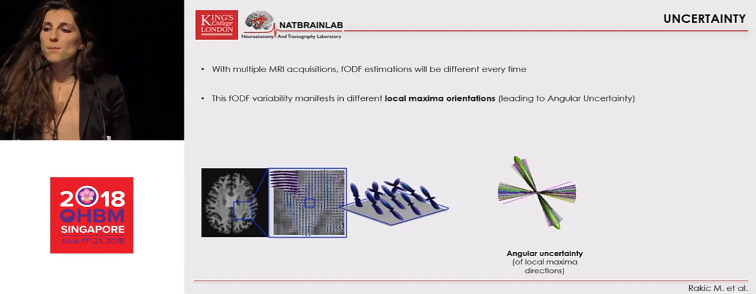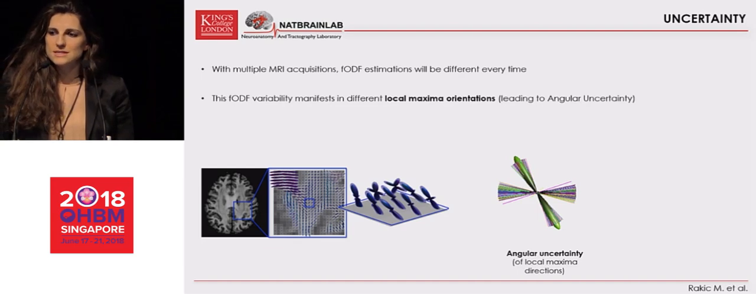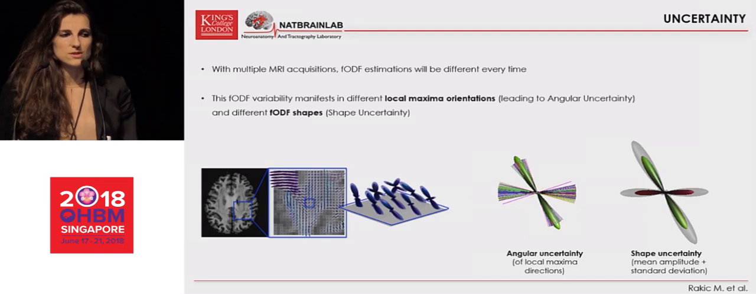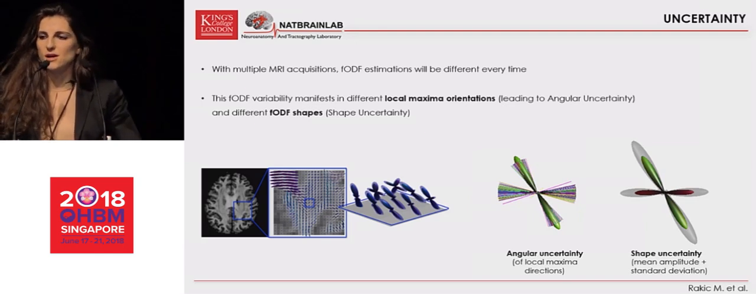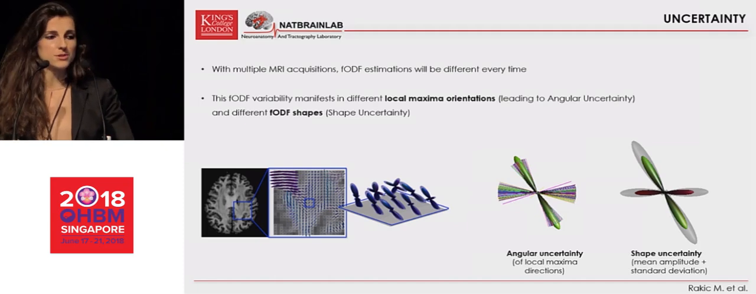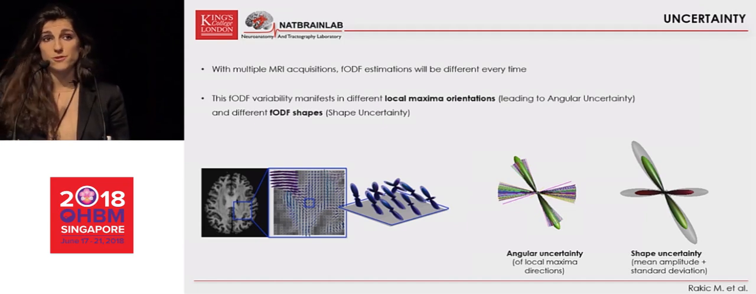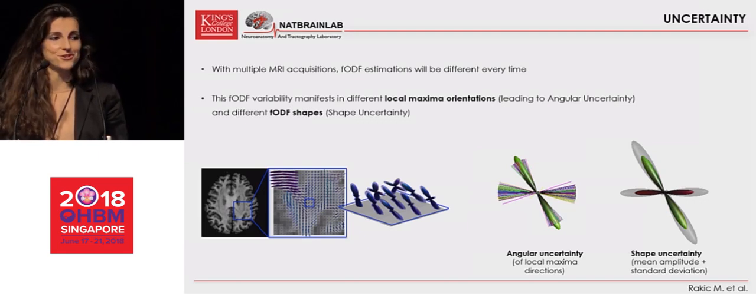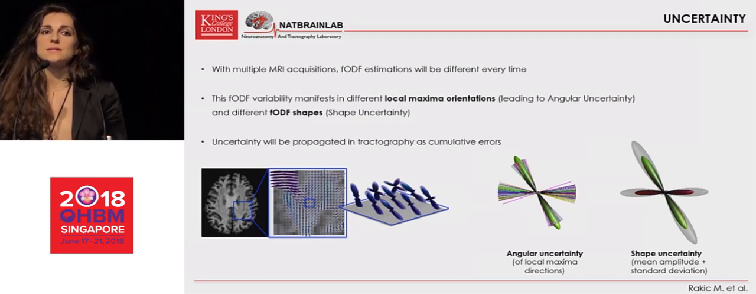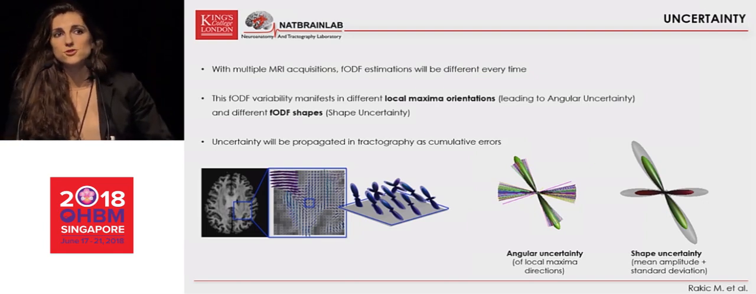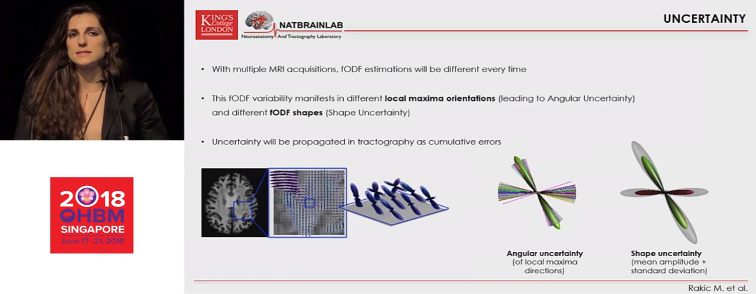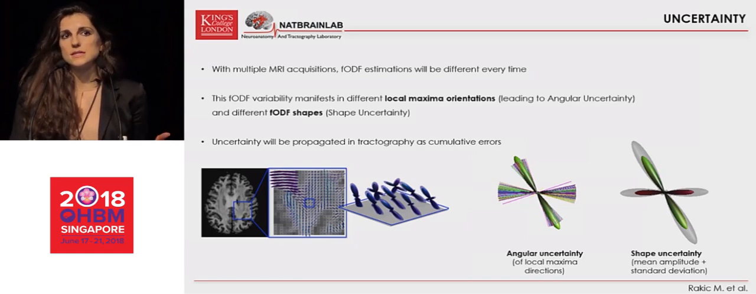on so far. But the fact is that this also leads to variation of the entire shape of the ODF, which results in shape uncertainty represented by the mean amplitude per vertex of the ODF and its standard deviation. This uncertainty is especially important in the context of tractography, because studies have shown that this uncertainty propagates errors in the tracking of streamlines.